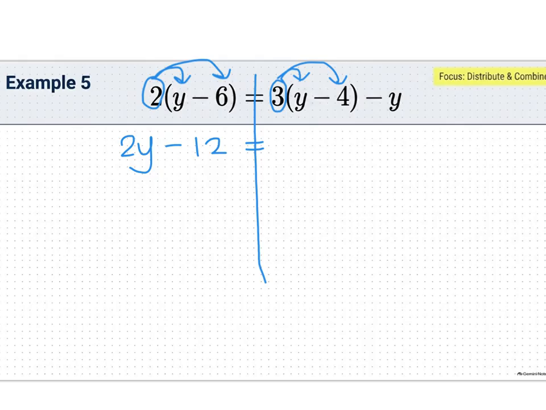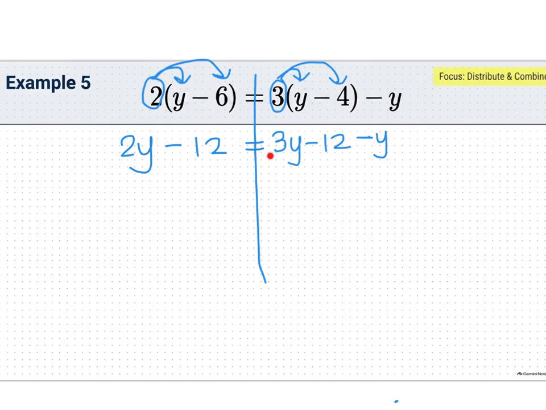So 3 times y is 3y. And 3 times -4 is a -12. And the y is not in the parentheses, so we don't have to distribute anything to it. We're just going to bring it down. Now we're going to look at like terms. So if I look on this side, I don't have any like terms. This is a y and this is a number.